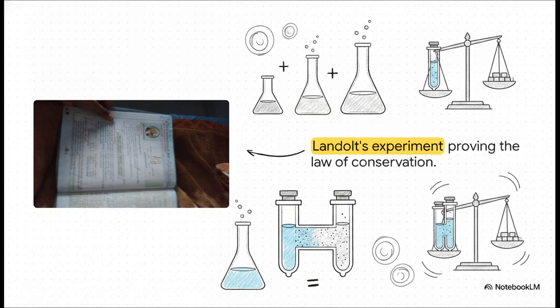So Landault introduces a solution of sodium chloride into one limb of this custom glass tube and silver nitrate into the other. He carefully seals the whole thing up and weighs it. Then he literally just shakes it up, mixing the chemicals. A reaction happens right before his eyes. A dense white precipitate forms. Brand new chemical products are created. But here's the kicker. When he weighed the sealed tube again after the reaction, the total weight had not changed by a single microgram. The mass of the reactants was exactly equal to the mass of the newly formed products.